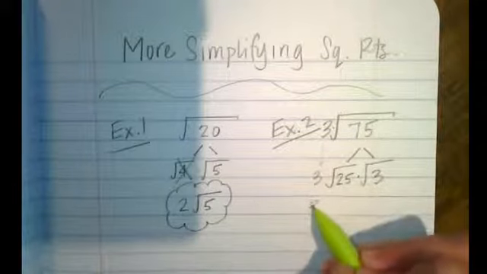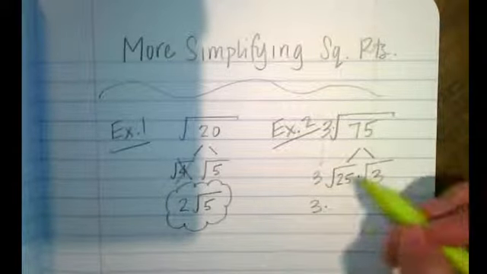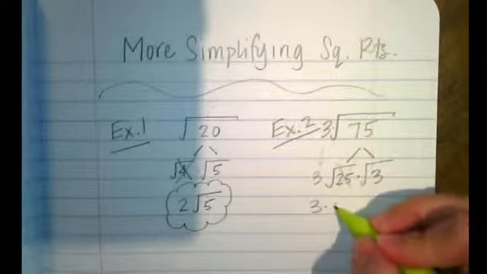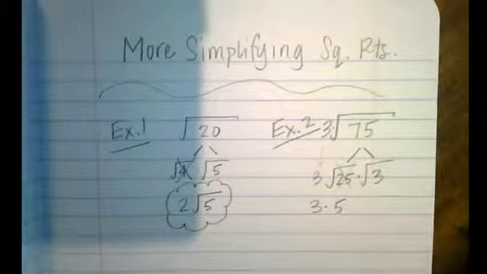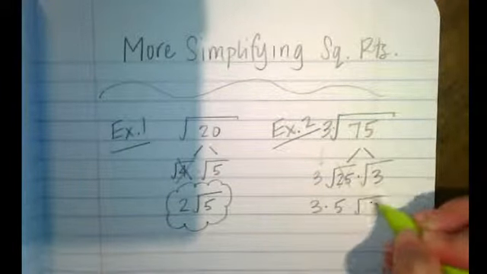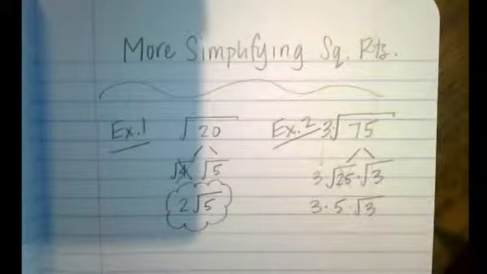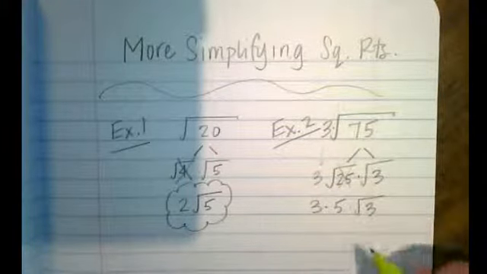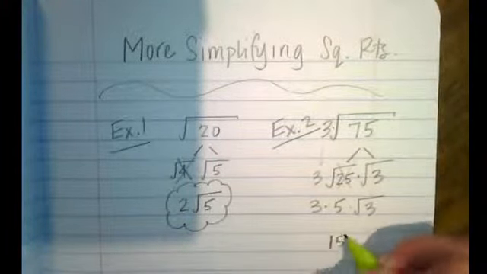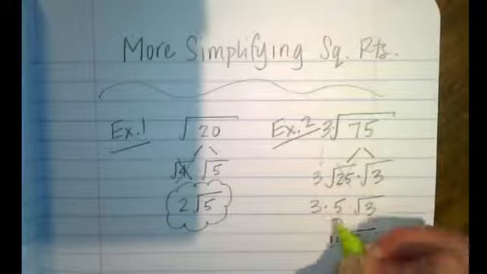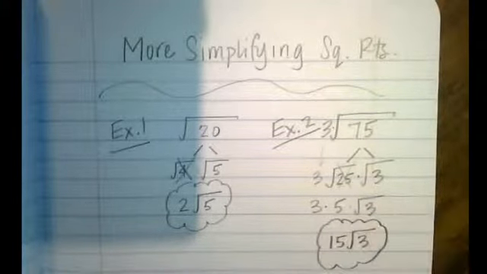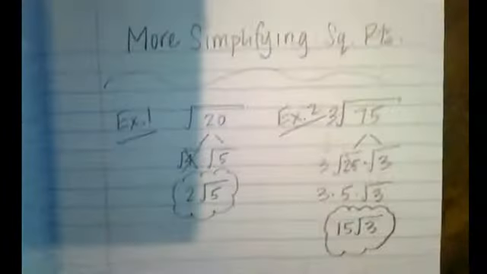So next, I still have that 3 out there. I'm going to rewrite that as a 5, and then the square root of 3 can't be broken down anymore. So now if I simplify that, I will get 15 times the square root of 3. So square roots is all multiplication. That's all that's involved with this.